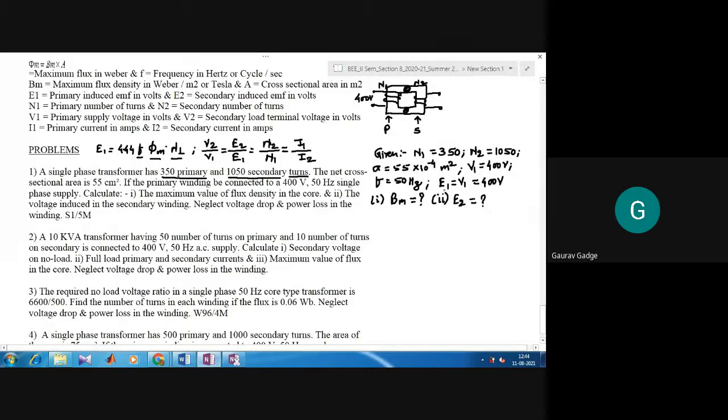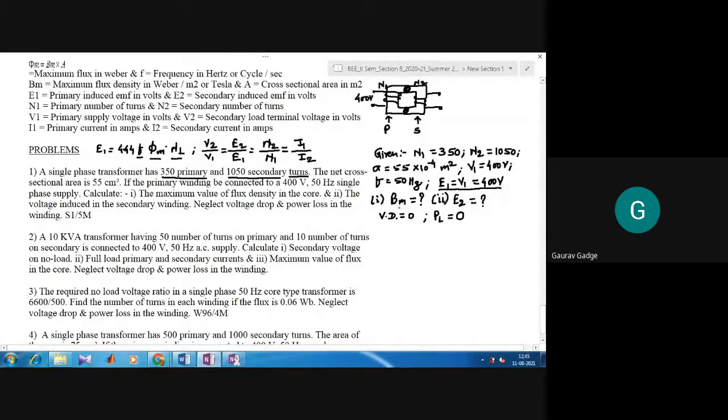Neglect voltage drop and power loss in the winding. So whatever we are saying, E1 is equal to V1, is based on the voltage drops being neglected. When it is neglected, it means voltage drop is equal to 0, and the power loss PL is also equal to 0. So let us find out these quantities.